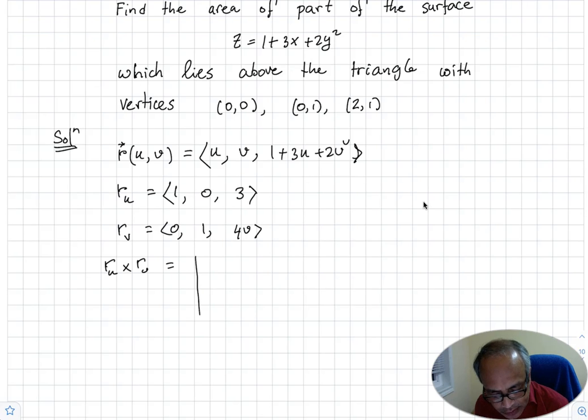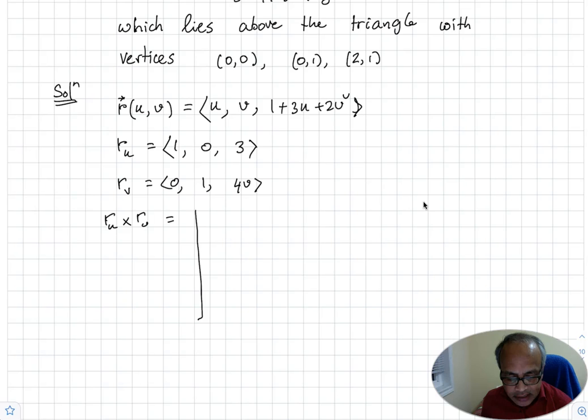The process of the cross product is to evaluate the determinant of a matrix. The first row of the matrix is the unit vectors i, j, k. The second row is the left vector r sub u, which is 1, 0, 3. The third row is the right vector of the cross product, r sub v, which is 0, 1, 4v.